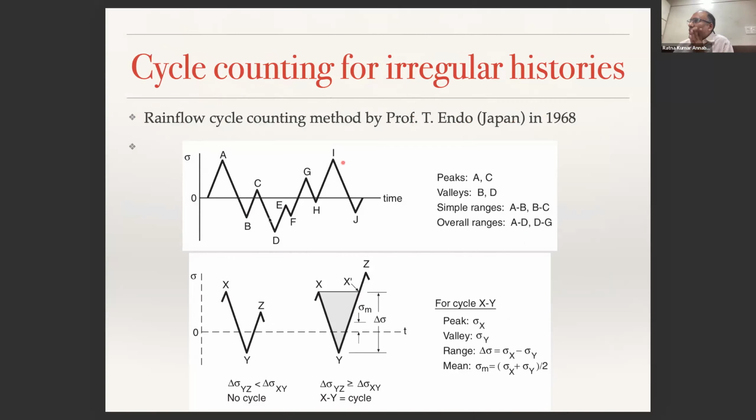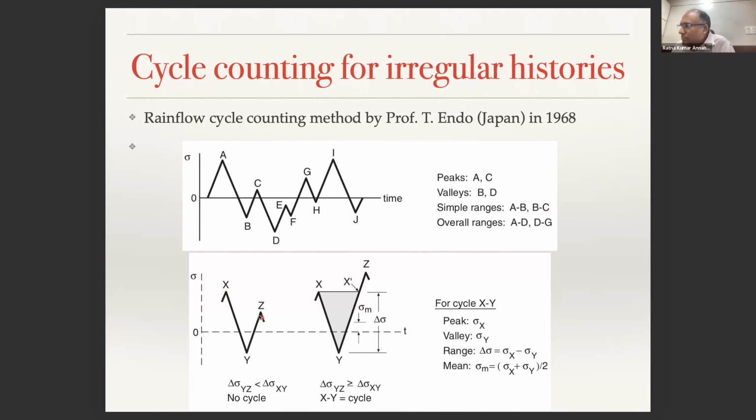So how do we go about this? If you have an irregular loading cycle like this, here you have peaks A, C, G, I, all of them are peaks. B, D, F, H, J are your valleys. Now you will count a cycle to have completed when, suppose you are seeing this X, Y, Z, the amplitude or stress range is 2 times the amplitude, isn't it? So that means sigma Z minus sigma Y, or delta sigma is the stress range.